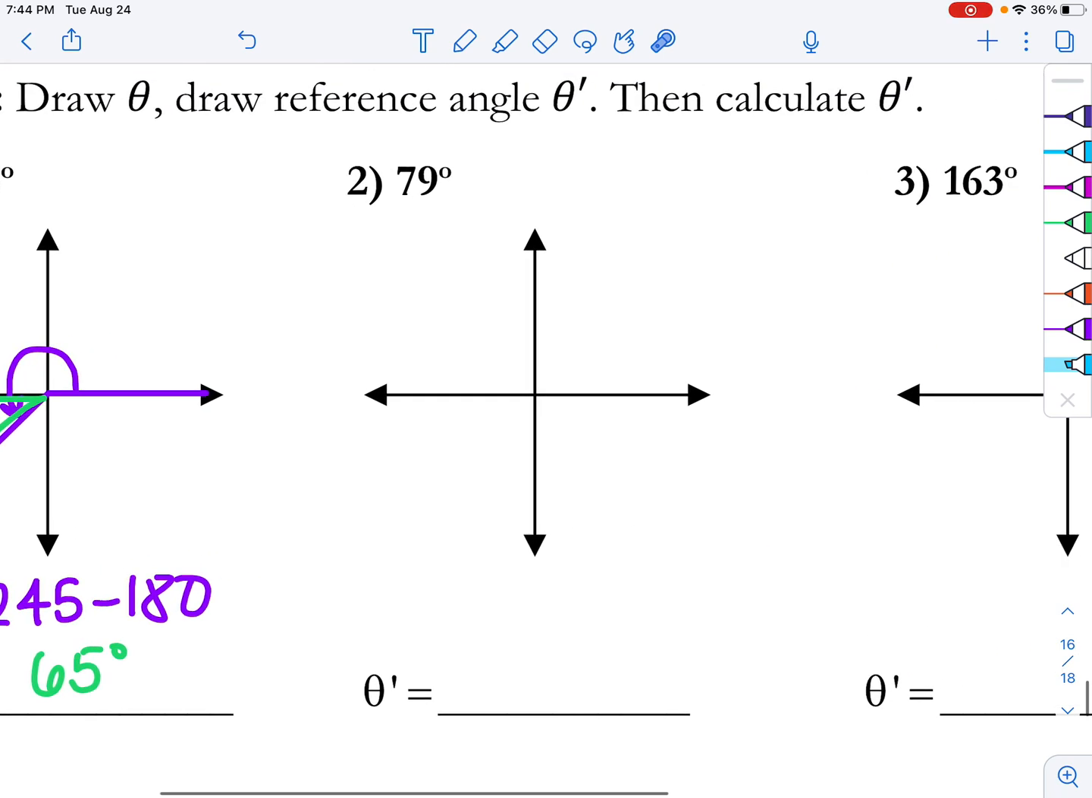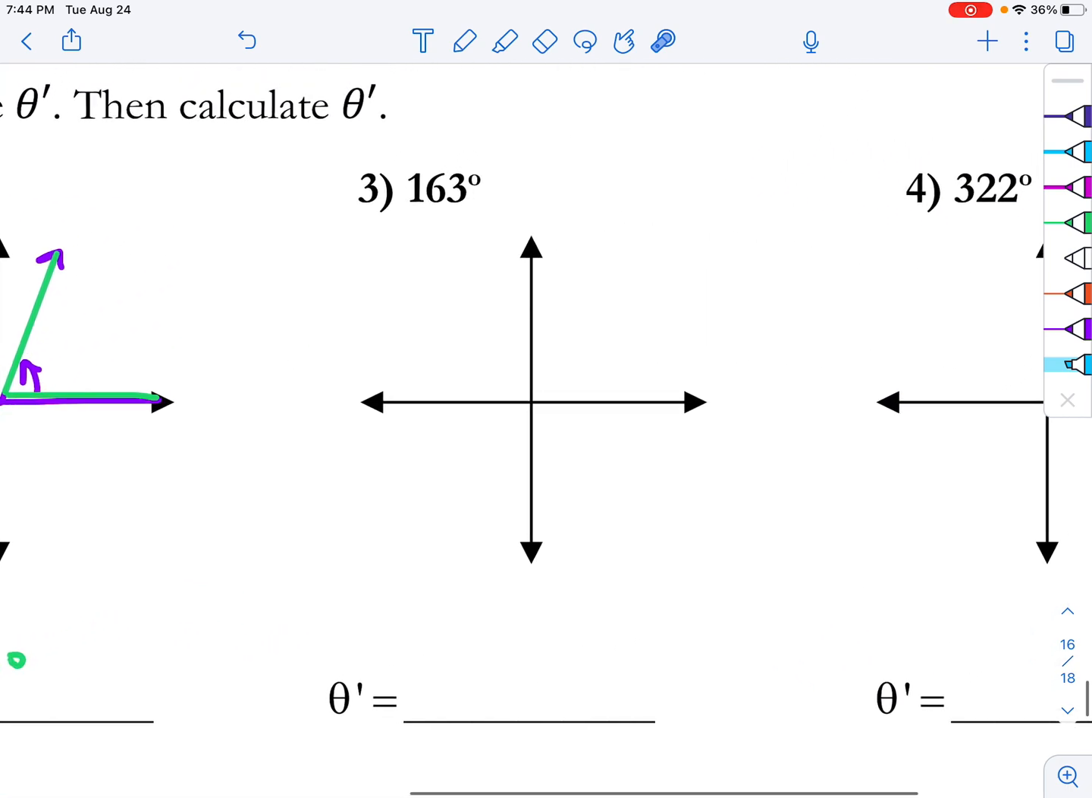Number 2, the angle theta is 79 degrees. Notice it's in the first quadrant. The reference angle is made from the terminal side and the nearest x-axis, which makes the exact same angle. So remember, this is the unique one: in the first quadrant, the angle and the reference angle are the same thing.